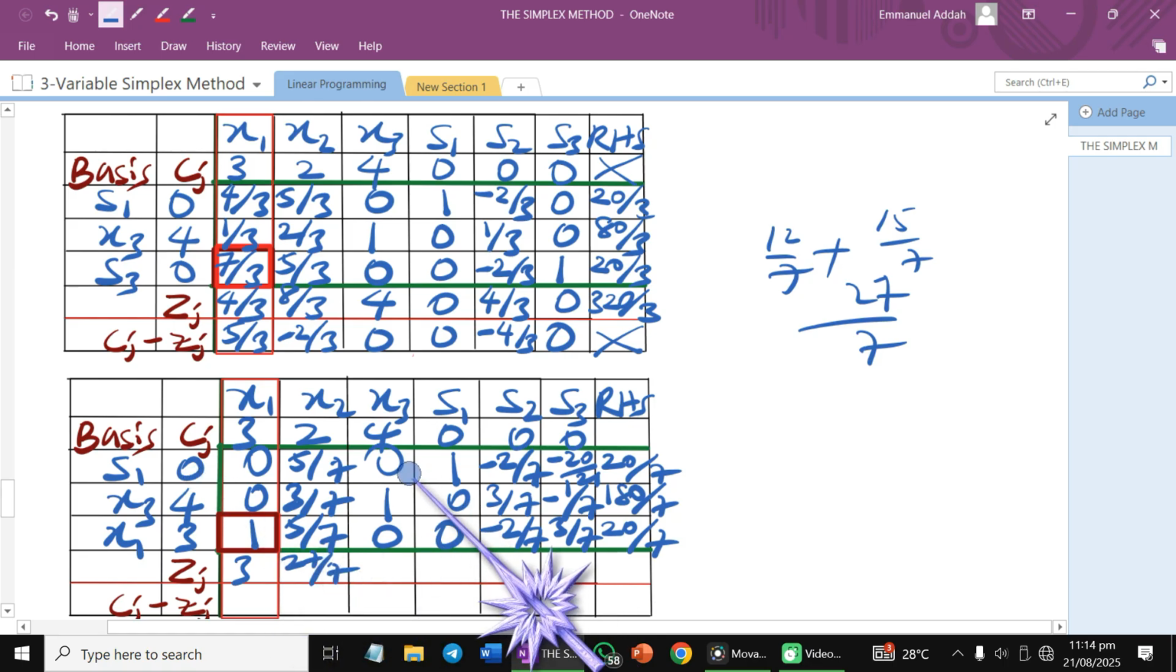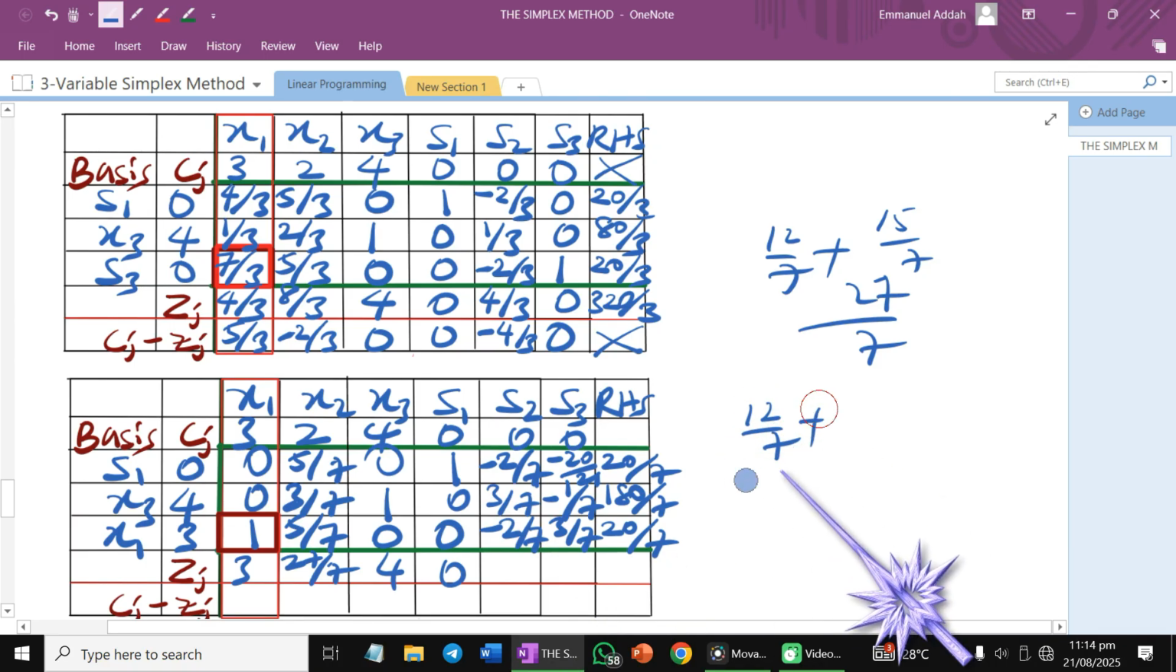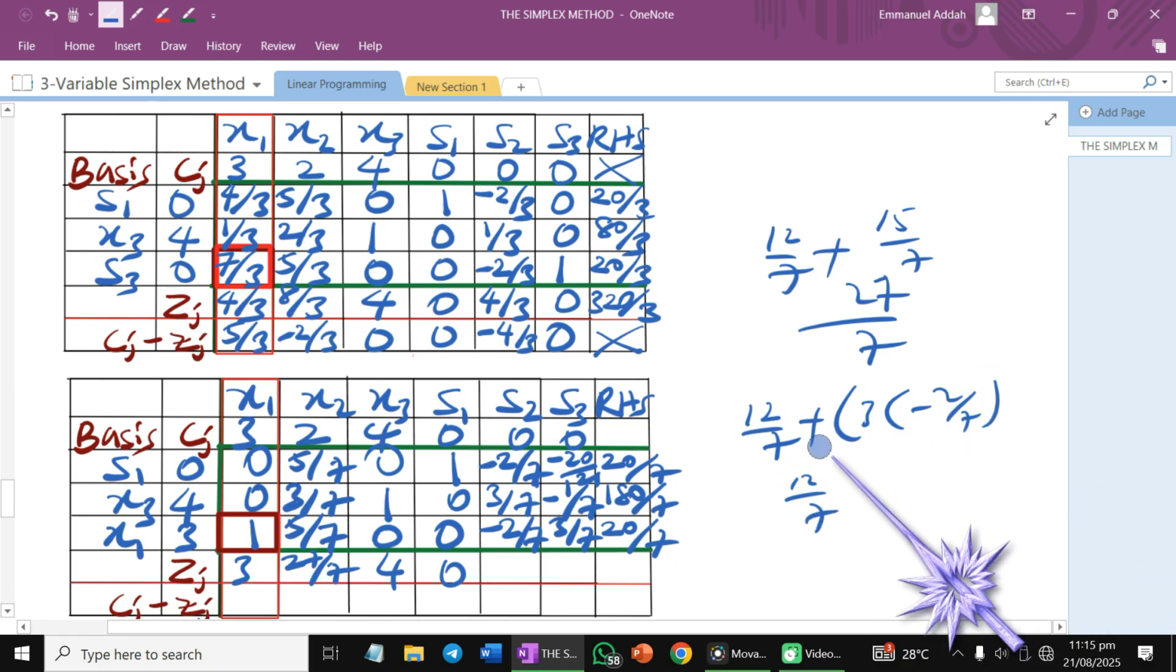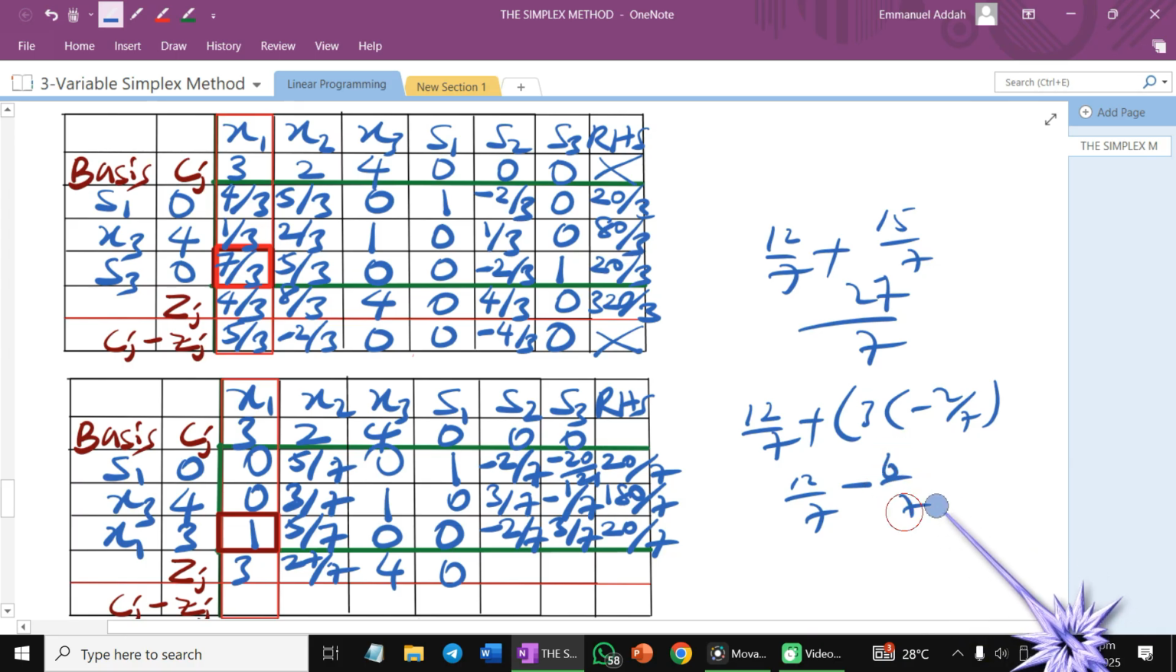Next one is 0 times 0 plus 4 times 1, this will give us 4. This is 0 plus 0 plus 0. This will give us 0. Then at this point here, 0 times this is 0, 4 times this will be 12 over 7, plus 3 times minus 2 over 7. We have 3 into minus 2 over 7. That will be 12 over 7 minus 6 over 7. 12 minus 6 is 6. So it will be 6 over 7.